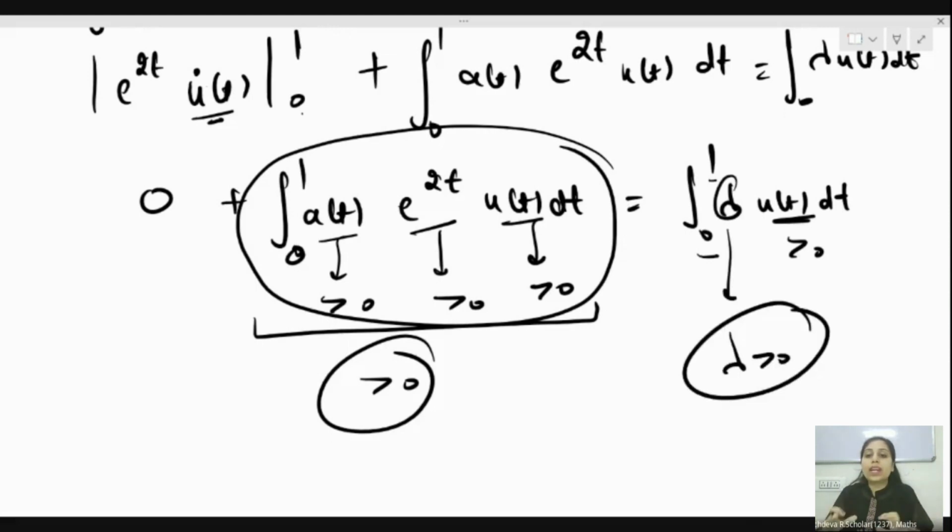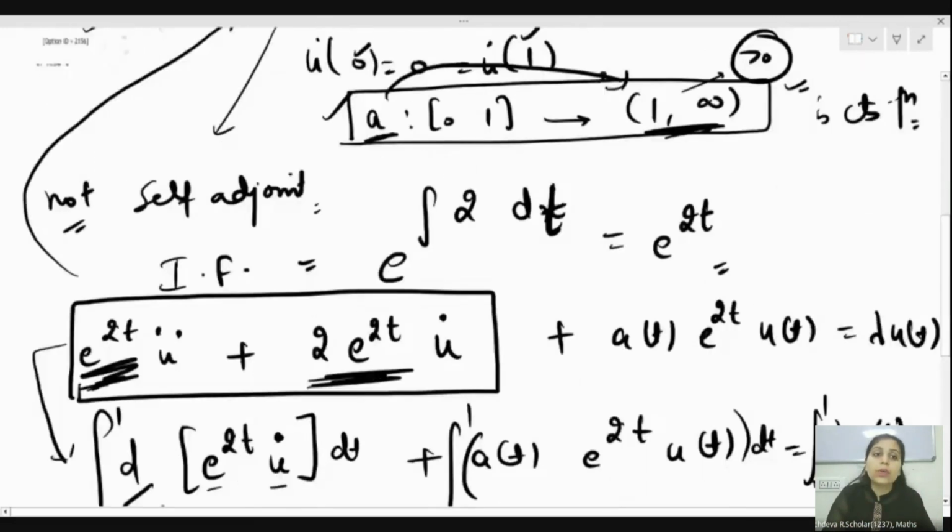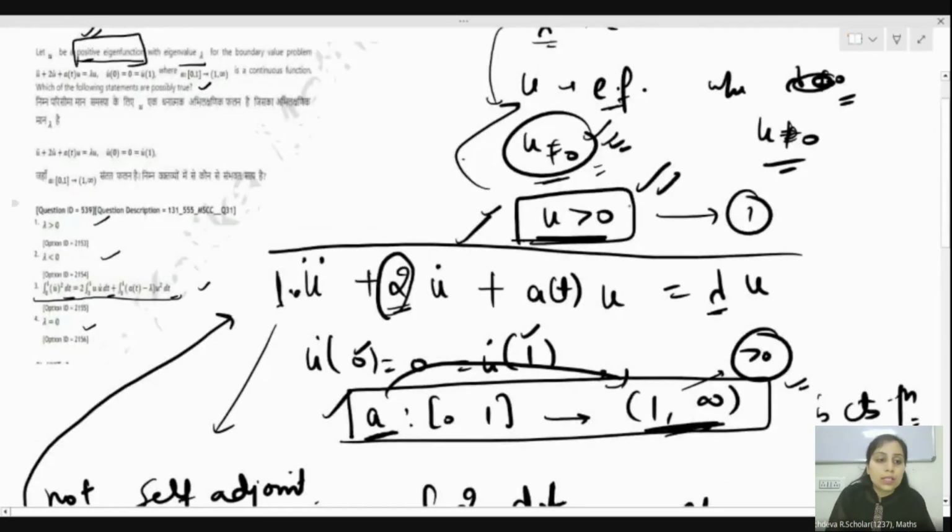For equating left and right side, both sides should be positive. So lambda should be positive. So we have concluded about lambda that lambda should be greater than 0. It cannot be less than 0. It cannot be equal to 0. Any doubt till now? We have just made the given equation self-adjoint, then did the integration only.